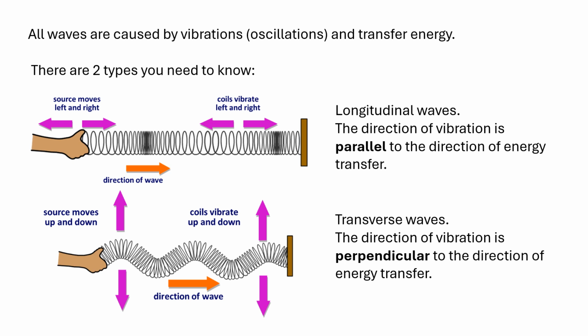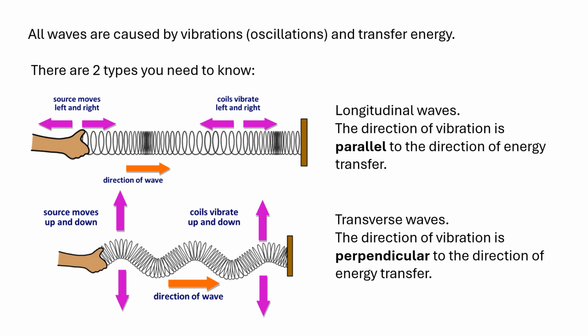So a longitudinal wave is one where the direction of the vibration is parallel to the direction of the energy transfer. The main type of longitudinal wave you need to know about is a sound wave. This is how sound travels through the air, through water, and through solids. If you are doing triple science, the other type of longitudinal wave you need to know about is the P-type seismic or earthquake wave.